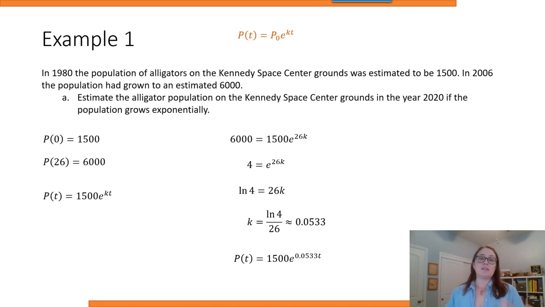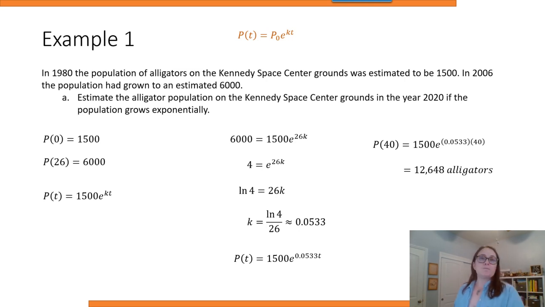And now I can use it to answer this question, which was to estimate the population in 2020. So 2020 is 40 years after our starting time of 1980. So I'm looking for P of 40. And I'm going to plug 40 in, and I get 12,648 alligators as the estimated population after 40 years.